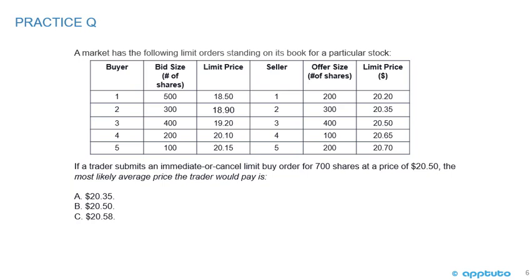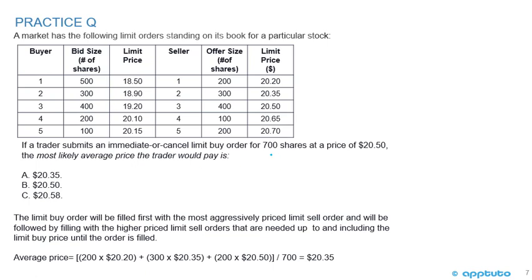So the question is, if a trader submits an immediate or cancel limit buy order for 700 shares at a price of $20.50, the most likely average price the trader would pay is A, $20.35, B, $20.50, or C, $20.58. Okay, this is a good little question. So it's an immediate or cancel buy order for 700 shares at $20.50.